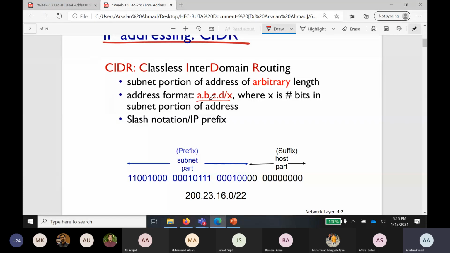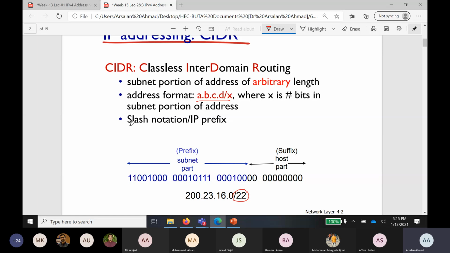a.b.c.d/x, where x is the number of bits in the subnet portion of the IP address, which means that x is basically the number of ones in the subnet mask as well. So you have two parts: a prefix part, which is represented by this x, and that is why we sometimes call it dotted slash notation as well.